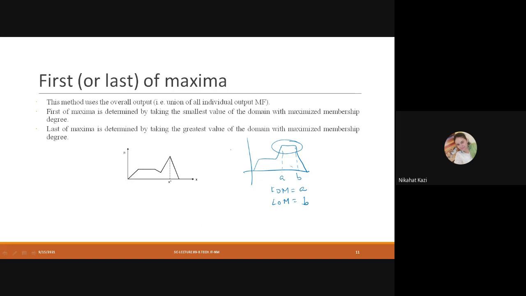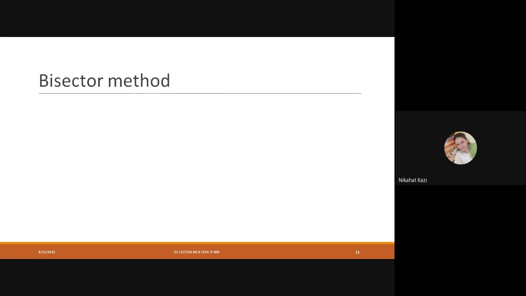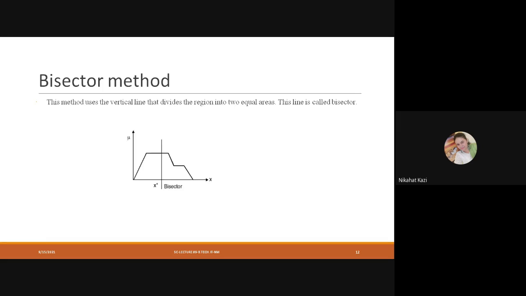Okay. So this is the first or last of maxima method. Then there is the bisector method. What is this bisector method? The bisector method is, you use the vertical line that divides the region into two equal areas.